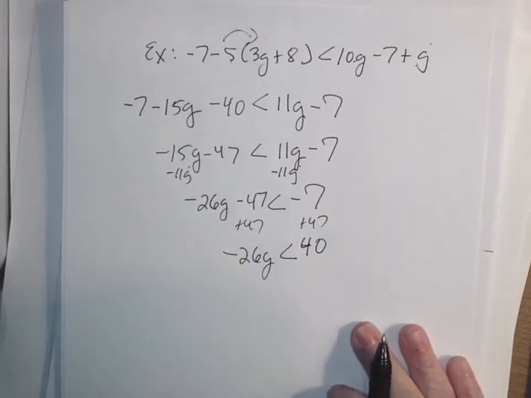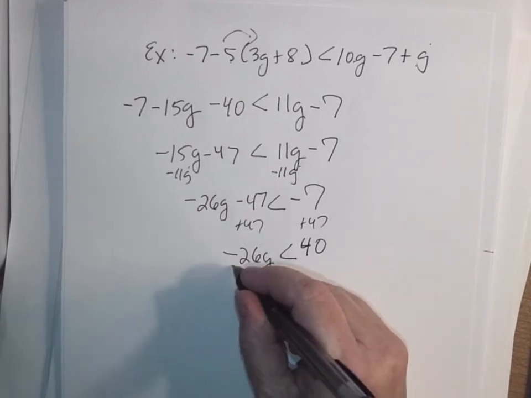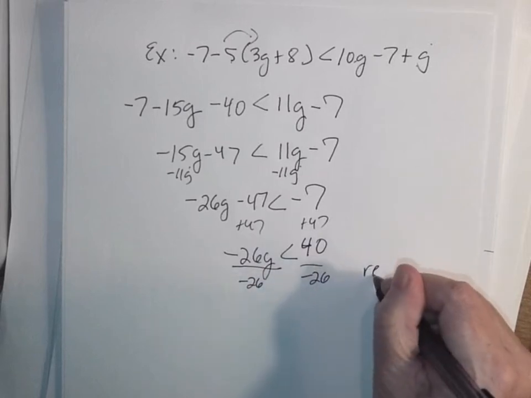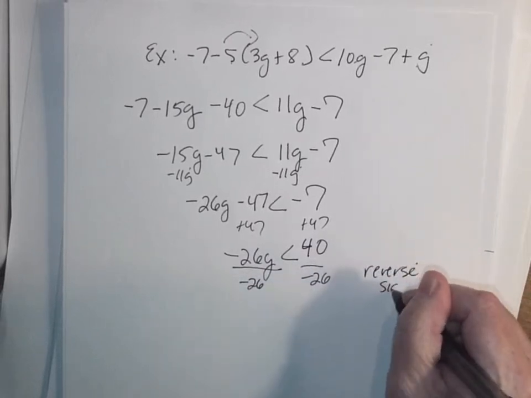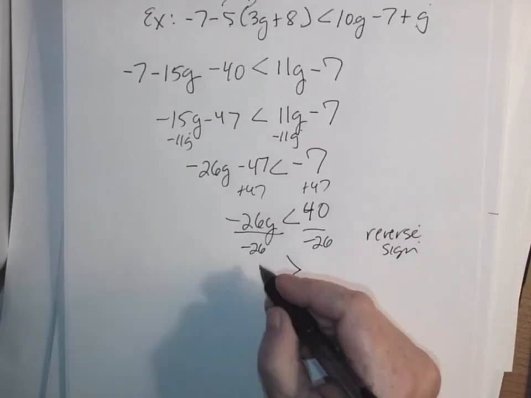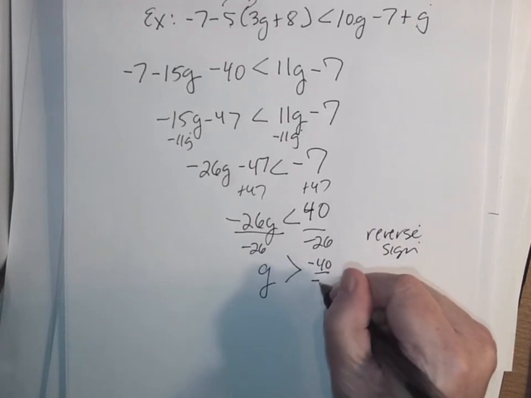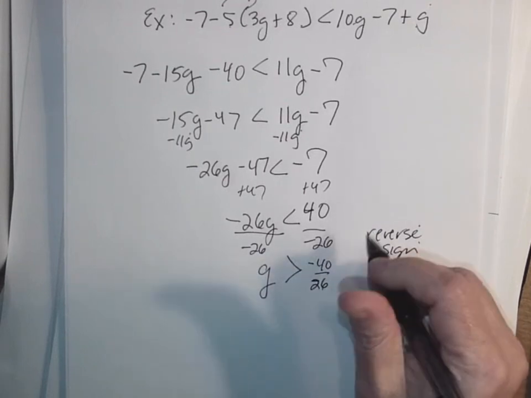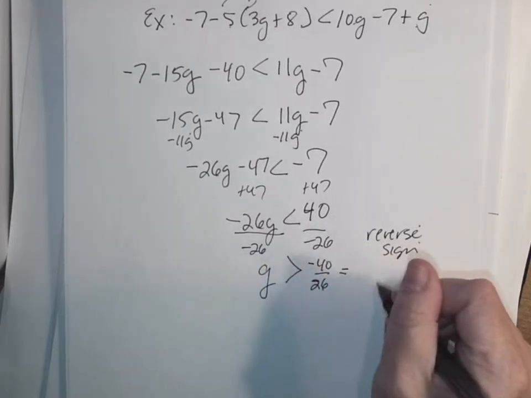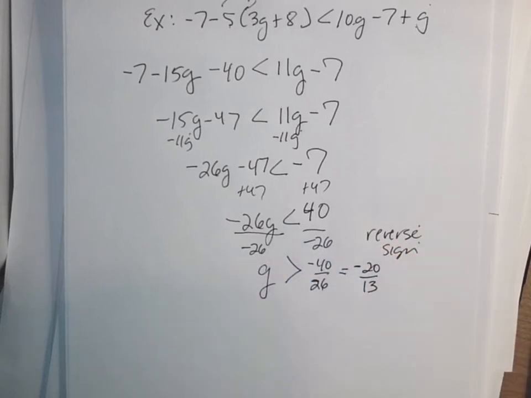All right, so I'm going to divide both sides by negative 26. Woo, I'm doing that. I better reverse the sign. So automatically I'm going to do that so I don't forget. So this becomes a positive g, and this is a negative 40 over 26, or 40 over negative 26, however you want to say that. I can divide 2 into each of these to make it a negative 20 over 13. So that is my answer to that problem.